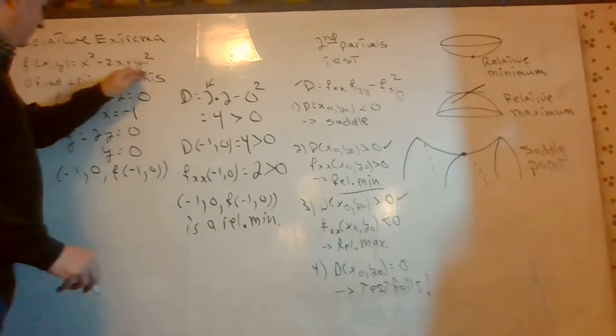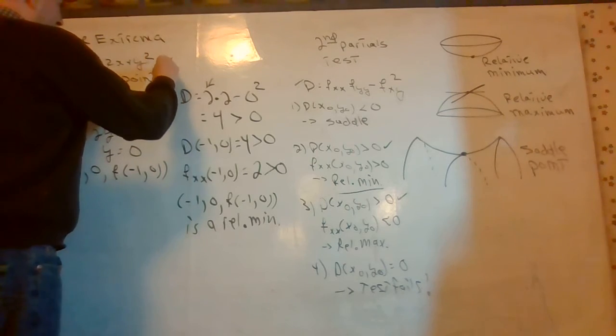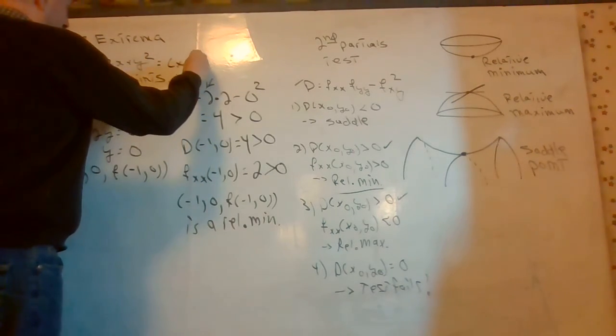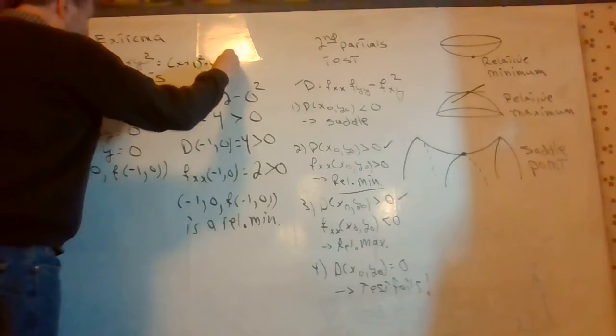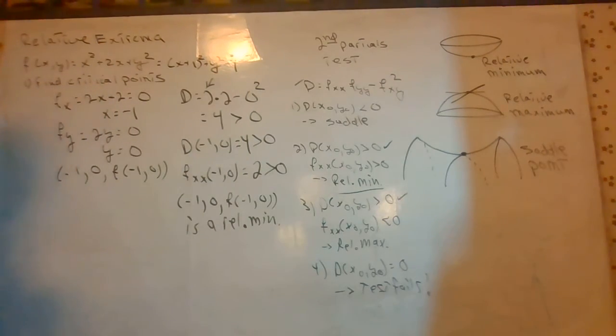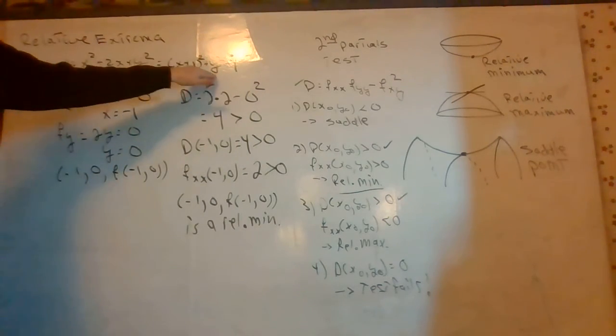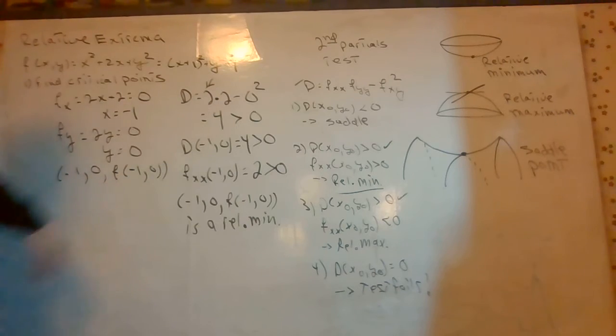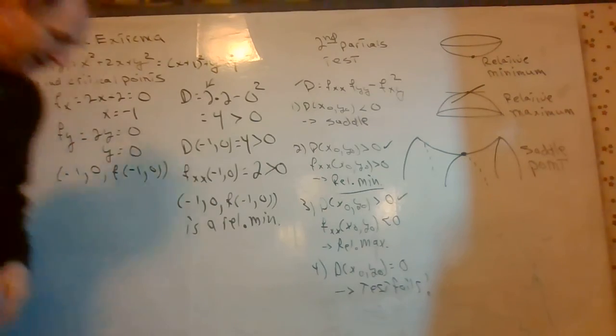You can actually complete the square with this, and this is x plus 1 squared plus y squared minus 1, and you can see where the negative 1, 0 comes from. That's right at the turning point. So we'll be back with another example. It's a little more complicated.